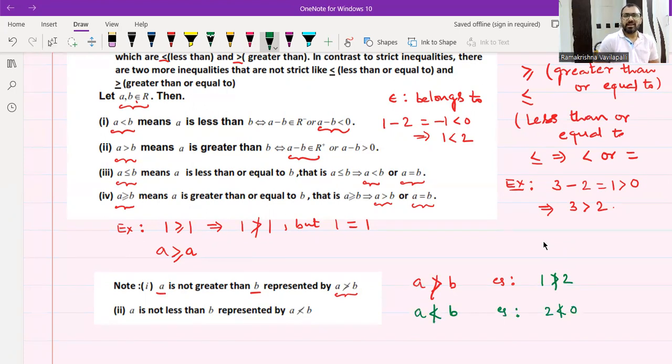Now I will apply algebraic operations on these inequalities. These inequalities are very, very important at the level of school mathematics as well as college mathematics.